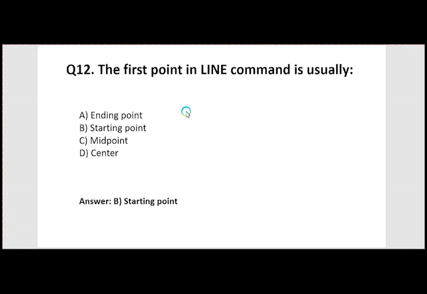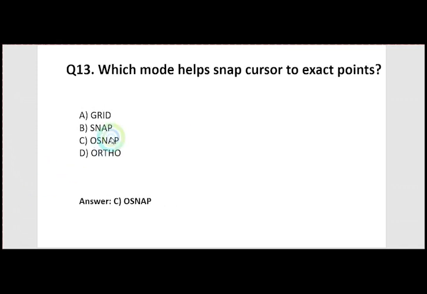Question number 12. The first point in line command is usually A. Ending point, B. Starting point, C. Midpoint, D. Center. Answer B, starting point. Question number 13. Which mode helps snap cursor to exact point? A. Grid, B. Snap, C. OSNAP, D. ORTHO. Answer is OSNAP.